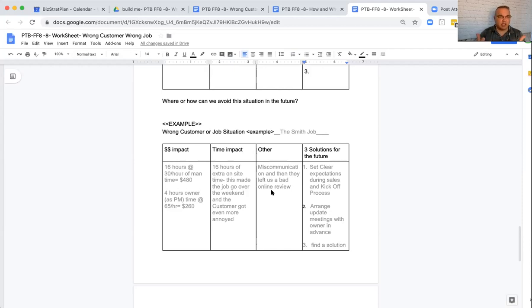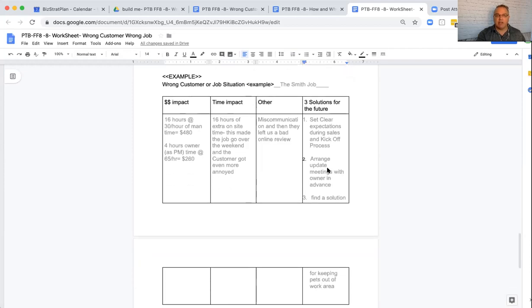So I'm imagining people are on your team around the table, and I said, well, one thing we should do is set clear expectations during the sales and kickoff process. So set clear expectations with the Smiths. Arrange update meetings with the owner in advance, so the owner knows there's communication, right? So your scripting might be during the sales and marketing process to say, hey, Mr. Smith, we're so excited to be working with you. Just so you know, at the end of every day, we're gonna have a quick phone call or text message between the two of us talking about the status of the job. Now the Smiths know in advance that you're gonna communicate with them at the end of the day.